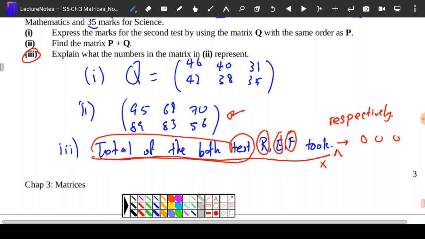It's long, but at least, okay, now, this is better because at least I see three students, right? And then what? First and second test combined for two subjects, right? So I can imagine six numbers. You understand now? So if you write it this way, then you probably will get a mark. Okay? Anyone else want to share your answer?